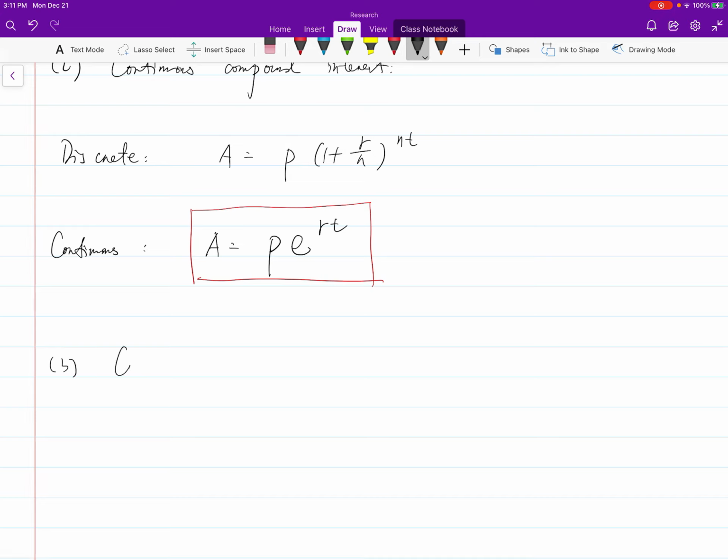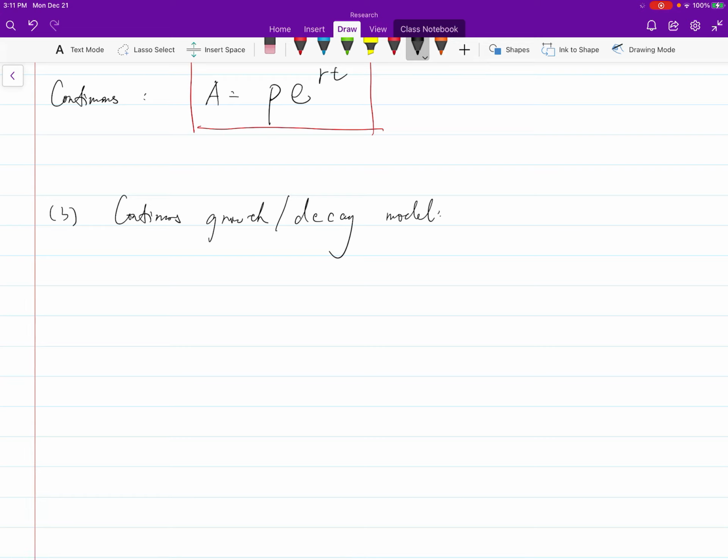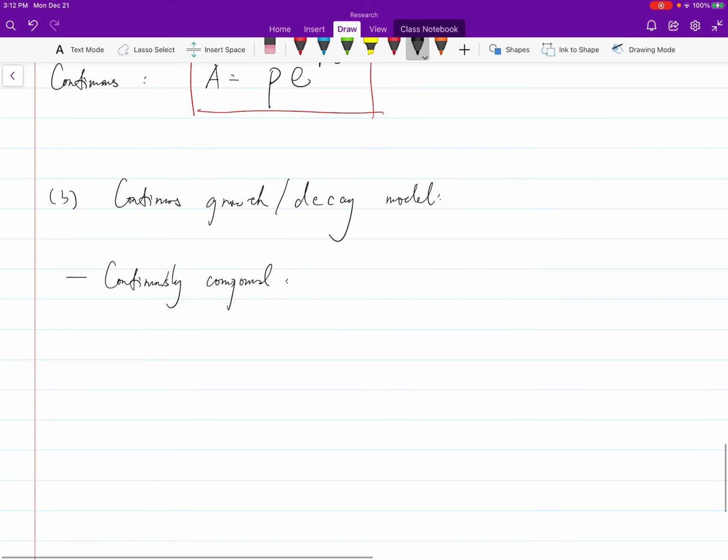So number 3, of course, we want to talk about continuous growth and decay models. And that is given by the examples we had before. Continuous compound interest is certainly one. Population growth is another one.